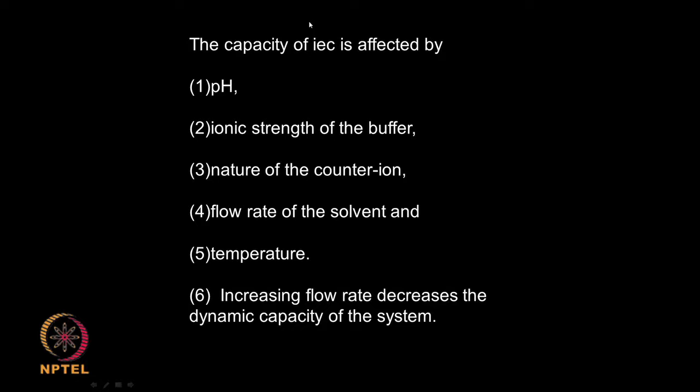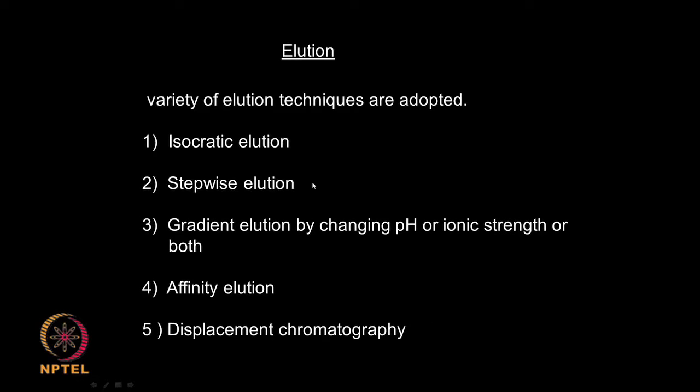The capacity of ion exchange chromatography depends on pH, ionic strength of the buffer, nature of the counter ion, flow rate of the solvent, temperature. For example, increasing flow rate decreases the dynamic capacity of the system, obvious, right, because the residence time decreases. So, how do you elute out? We can have very different techniques for eluting out. We can have isocratic elution, that means salt of certain concentration, stepwise elution, I will change the concentration from one value to another, gradient elution, continuously changing the pH or ionic strength.